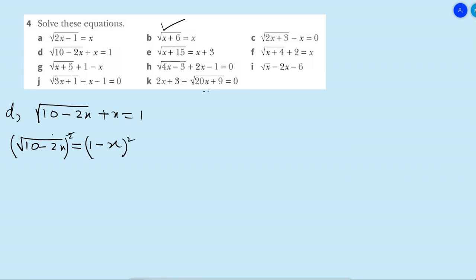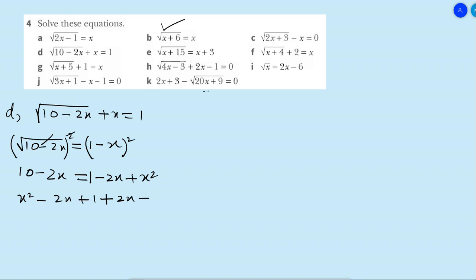sides, square and root cancel. 10 − 2x = (1 − x)², which can be expanded by using the (a − b)² formula: 1 − 2x + x², so x² − 2x + 1. Shift this −2x to this side, it will be +2x, and +10 on this side, it will be −10 = 0.